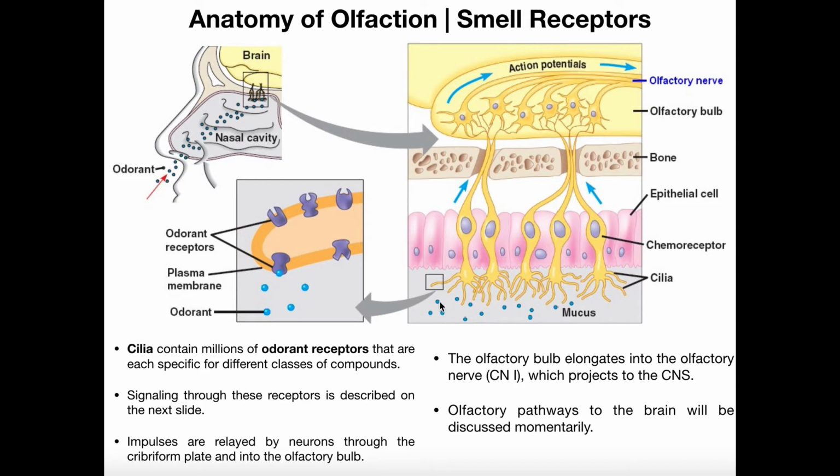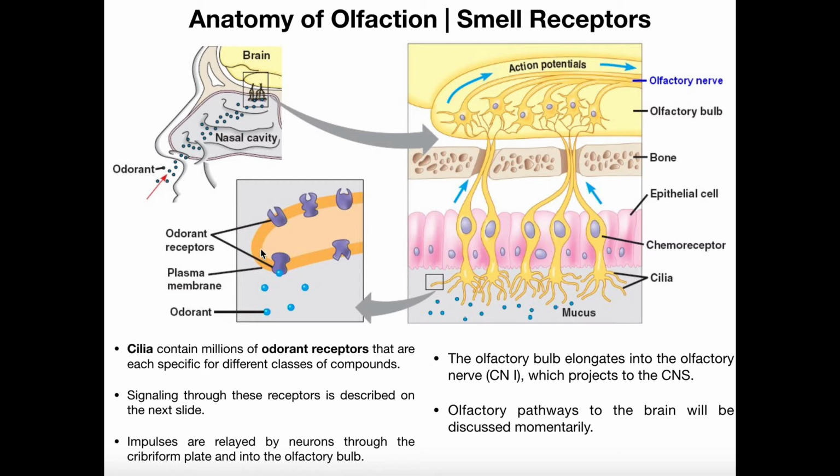Now, these little blue dots right here are molecules that we can smell, and scientifically speaking, we call them odorants. In order to smell a molecule, the odorant has to do two things. One, the odorant has to be dissolved in mucus in the nasal cavity. It goes without saying that the odorant is going to have to enter the nasal cavity, and there it will dissolve in the mucus. The second thing is the odorant is going to have to bind to an odorant receptor.